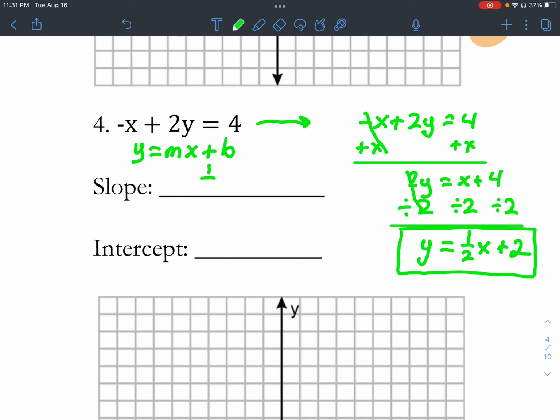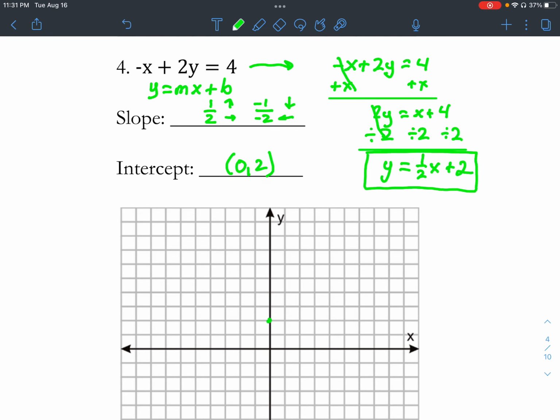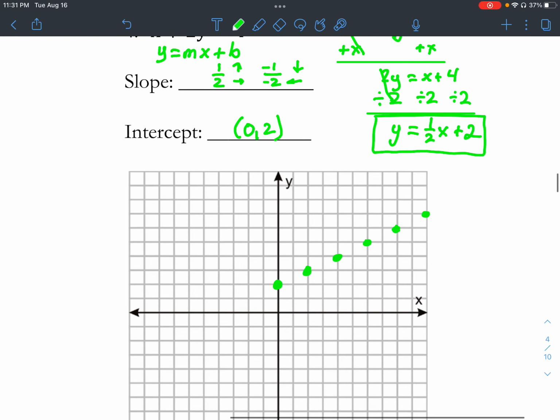Your slope should be 1/2, or again, you know this is going up and to the right. Or you could take the opposite version of that, which means it is going down and to the left. The y-intercept for this should be 0, 2. Let's take a look at this one. 0, 2 is right here. Up 1, right 2. Repeat until you reach the end.